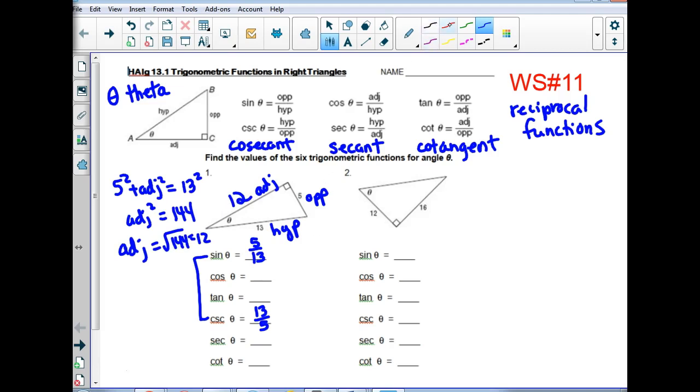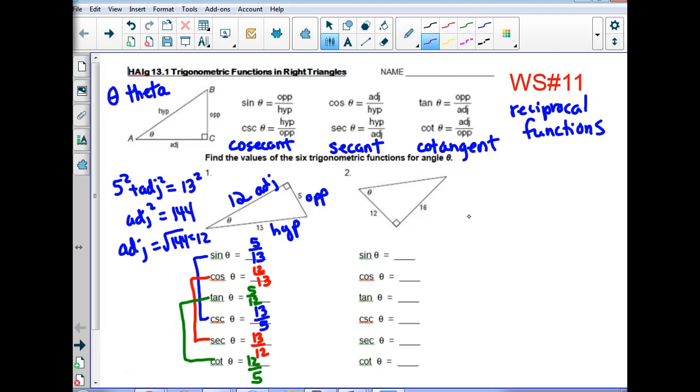Okay, so now I can do my cosine. So the cosine of theta would be adjacent over hypotenuse, 12/13. The reciprocal function to the cosine is the secant, which would be then 13 over 12. And then the tangent is opposite over adjacent, so it's 5/12. And the cotangent, which is its reciprocal function, is 12/5. That's how you do it.